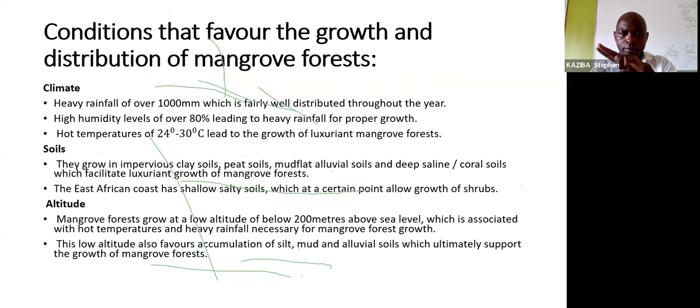Soil, 2 points. We have impervious clay and peat soils, and core soils which do not allow water to percolate through, but stagnate, which favors the growth of mangrove. Then shallow, salty waters, which allow the growth of shrubs. Someone is asking, of course, when you're giving your introduction, you need the location, where they are located. So don't forget that.